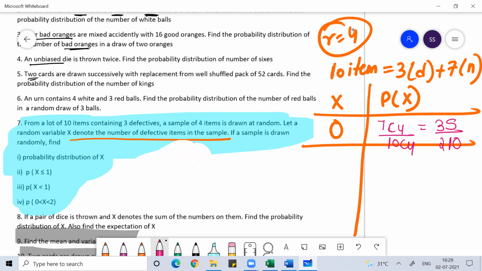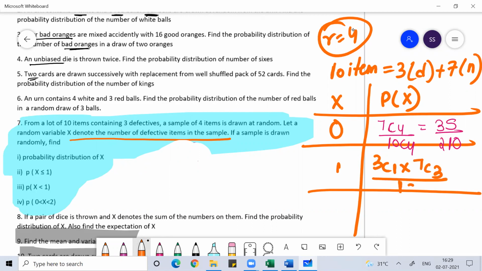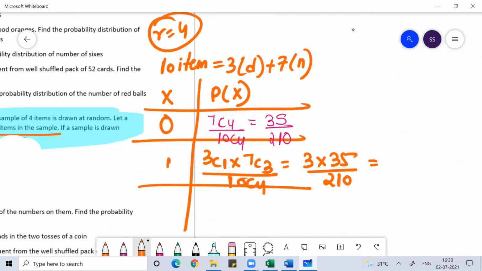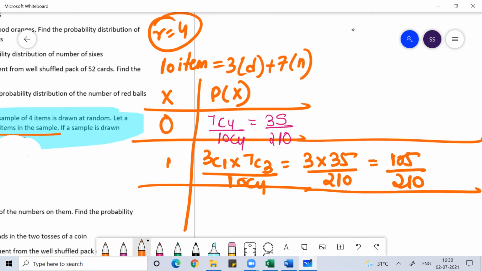Then one defective means 3C1 into the other 3 normal, divided by 10C4. So 1 is defective, that is 3 into 7C3. 7C3 means 35, divided by 210. So this would be equal to 105 by 210. I'm not trying to simplify them, because for LCM, it becomes a headache for me.